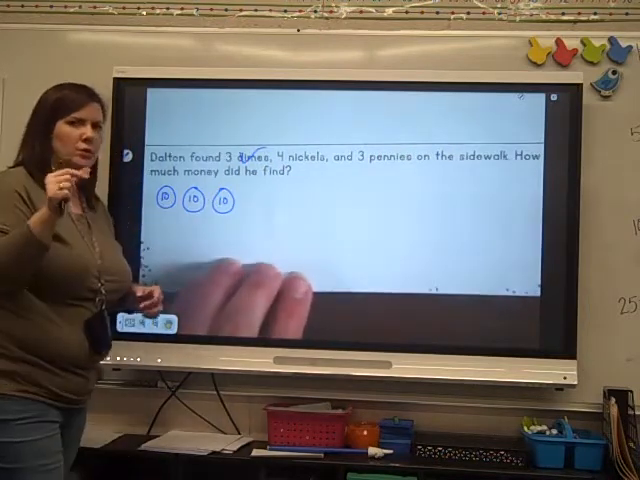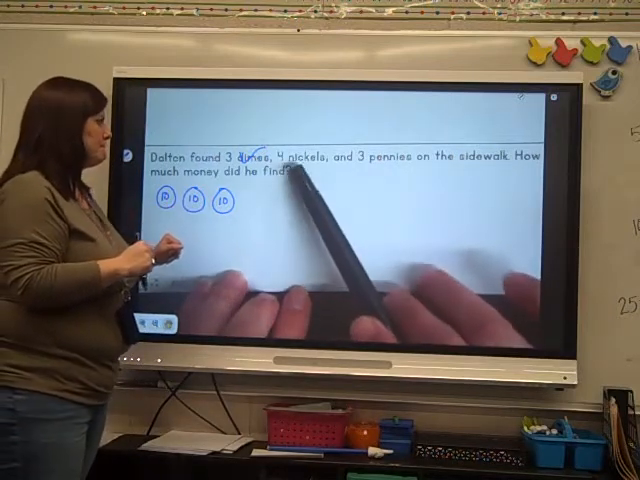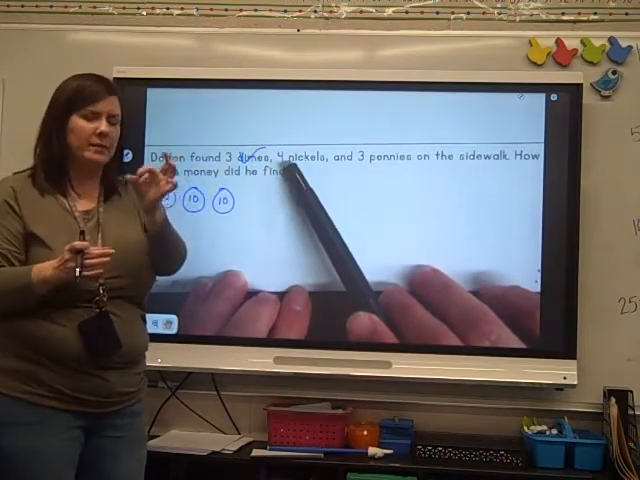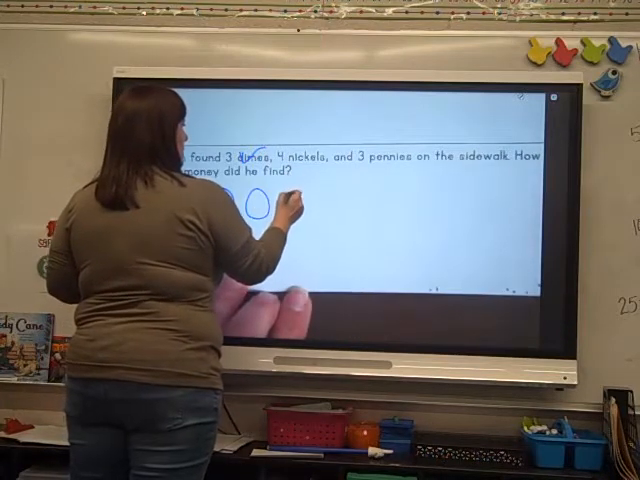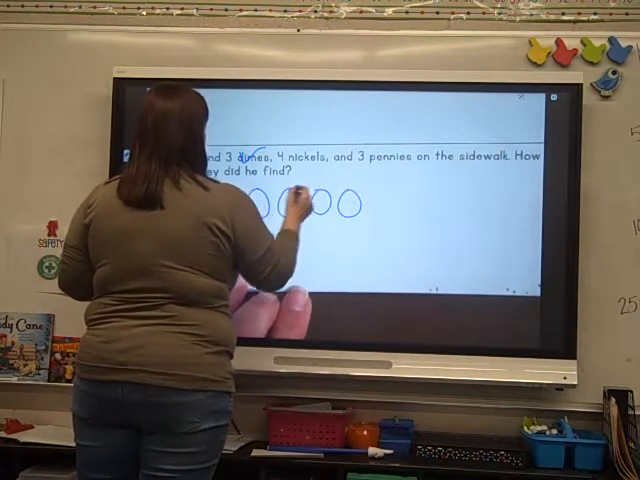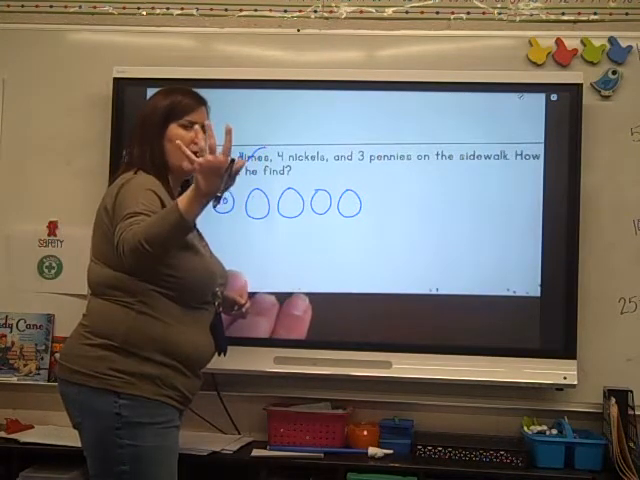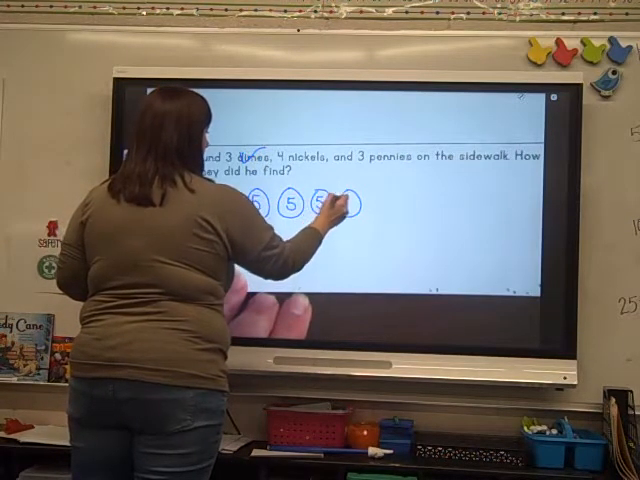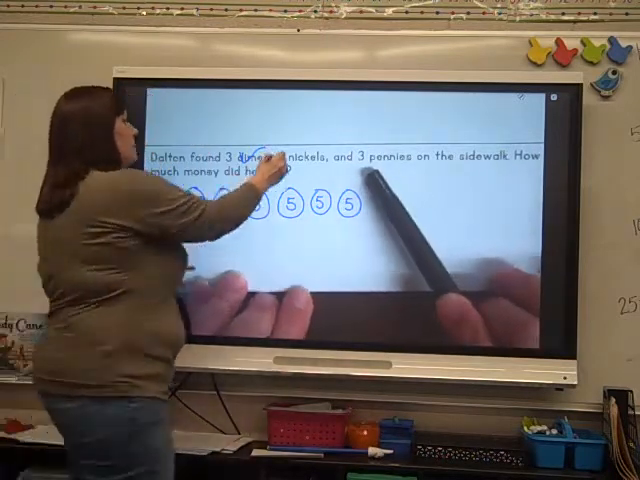Guys, if you can't remember how much your coins are worth, try to work on that, okay? Now, the next thing he has is 4 nickels. Nickels are a little bit bigger. So we're going to do 4 nickels. So I'm going to do 4 circles. So how much is a nickel worth? Yeah, 5 cents. All right. So we've got our 4 nickels.